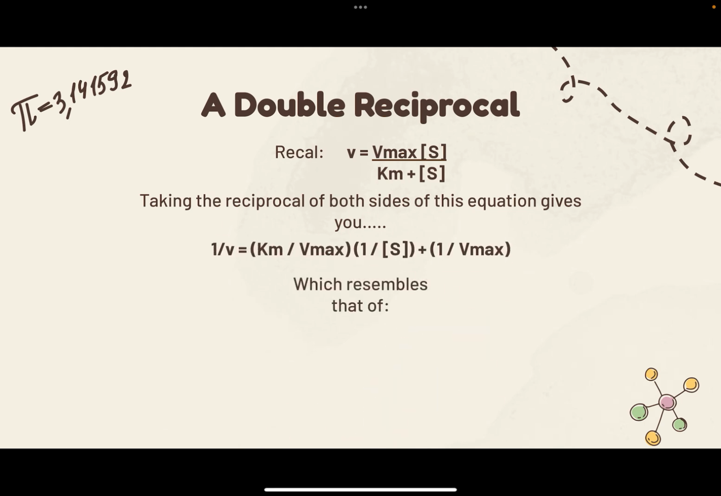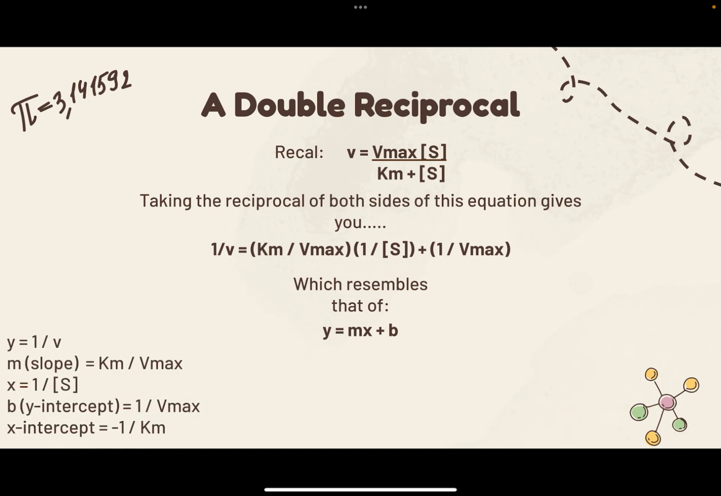This equation represents the equation of a line, y equals mx plus b, where y equals 1 over V, m, which is the slope, equals Km over Vmax, x equals 1 over the substrate concentration, b, which is also the y-intercept, equals 1 over Vmax, and the x-intercept equals negative 1 over Km.